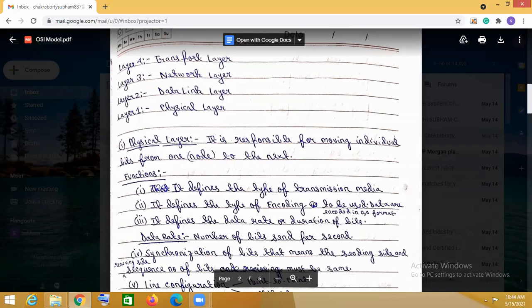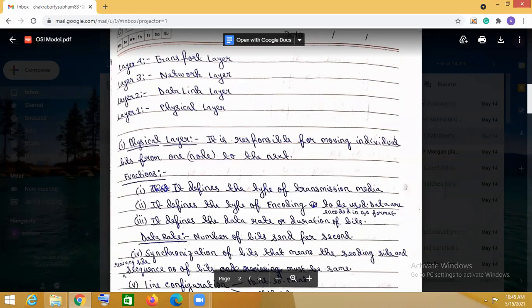So the first layer is the physical layer, the bottom layer. The physical layer is responsible for moving individual bits from one node to the next. We work on the bits in the physical layer, and these bits move from one node to the next.